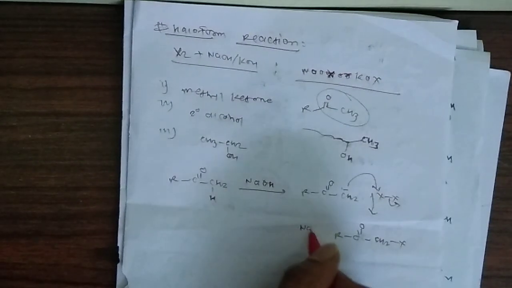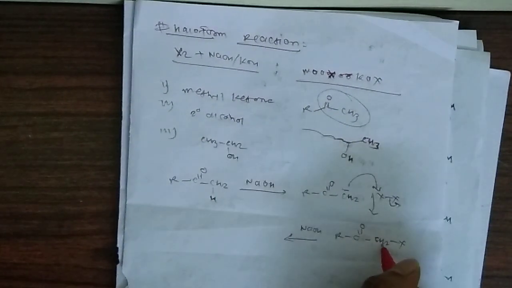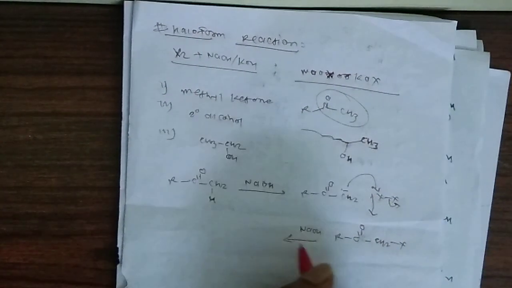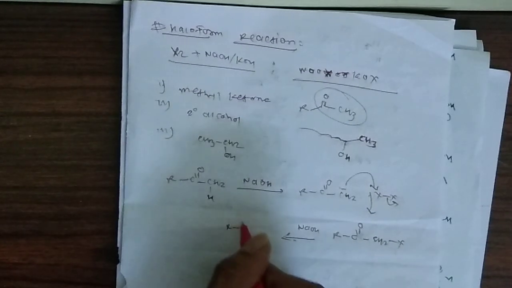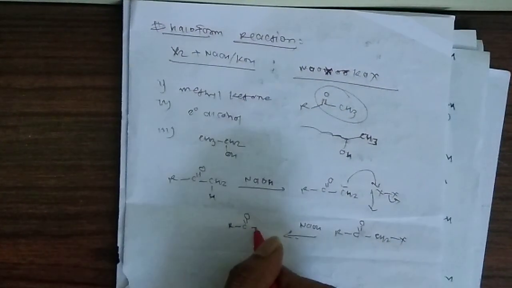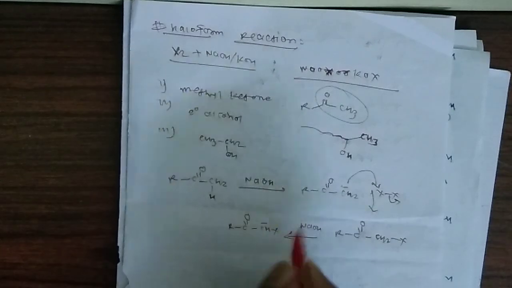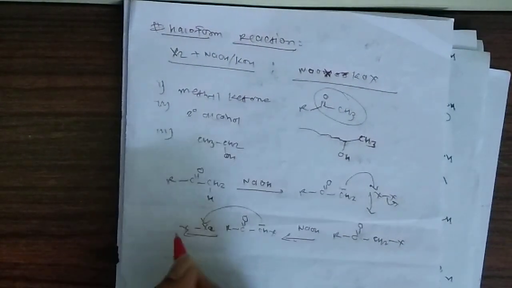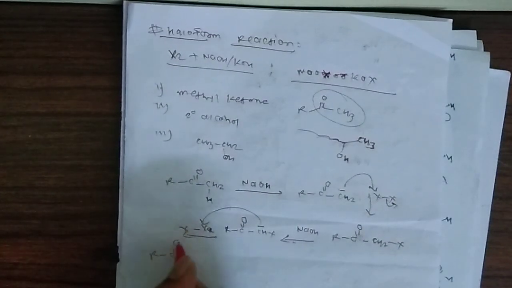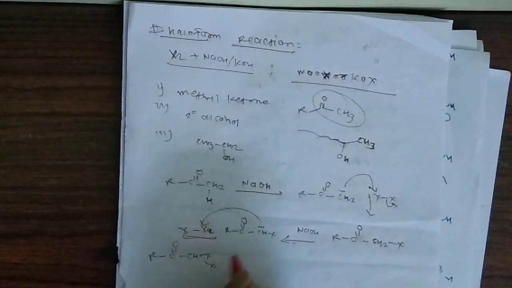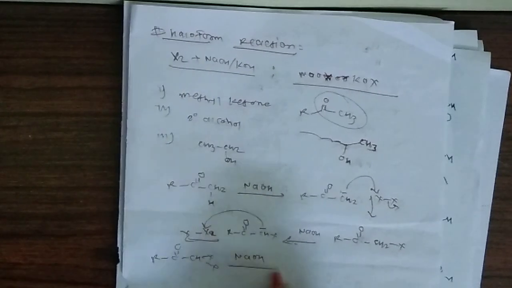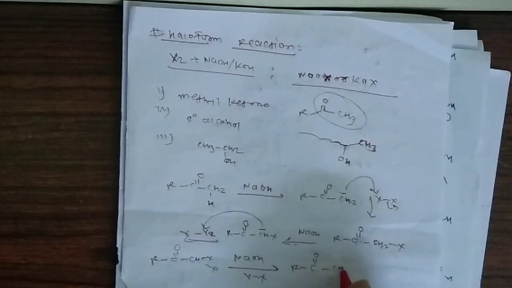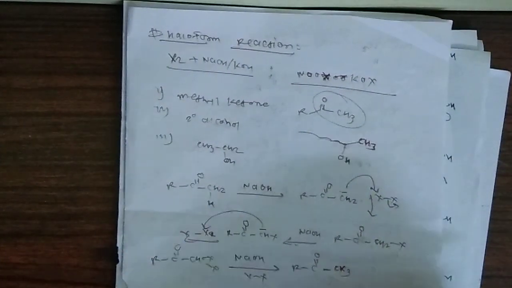Now again base is present. It again has acidic protons, it has two, but among these one will leave, and what will form? R, C double bond O, CHX minus. Again halogen is there. This negative charge will attack that halogen, so what will form? C double bond O, CHX2. Again base is present, and similarly again halogen. So what will be the final product? CX3.